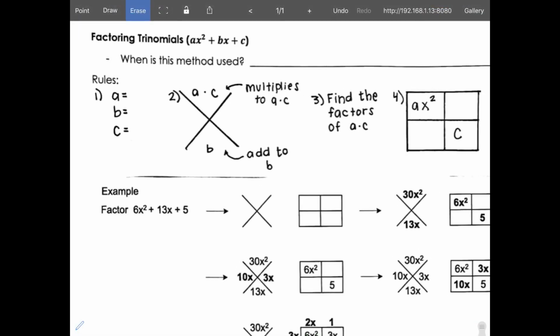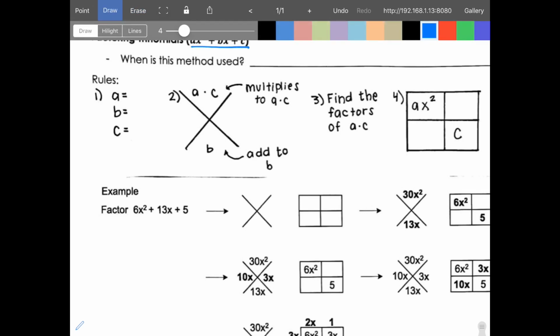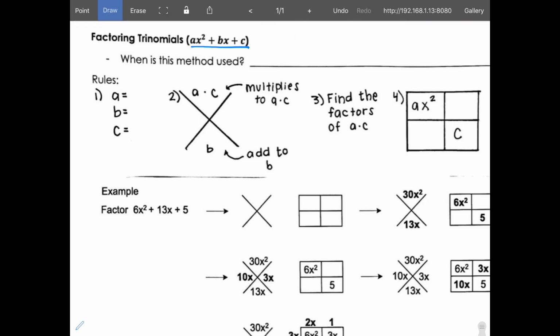Today we're going to be talking about factoring trinomials in standard form. What is standard form? This right here, ax squared plus bx plus c. So when is this method used?